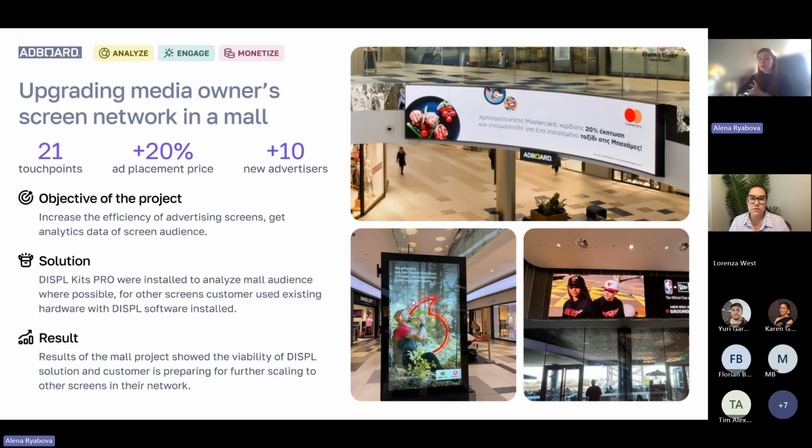So this is just one case about how analytics can be used if we have some screens, some hardware, and we are selling ads and working with advertisers.